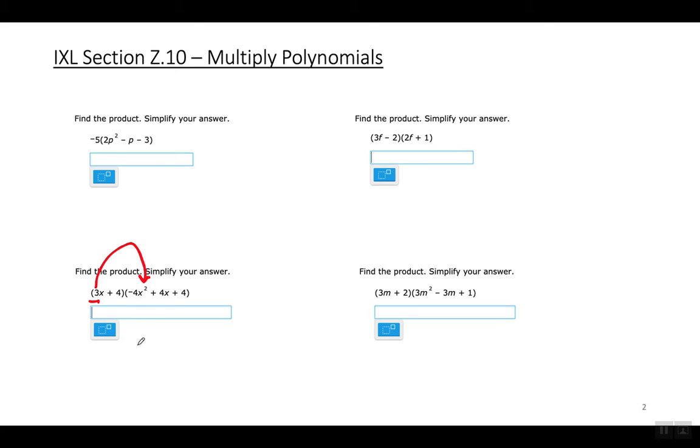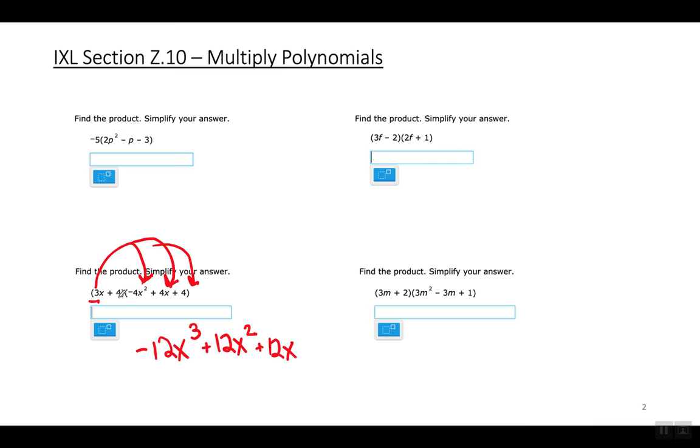By the way, you may want to have a paper to write this out on when you're doing this IXL, because some of these you have to work out. 3x times -4x to the second power is going to be -12x to the third power, because remember, you add the exponents of the x variable. Then 3x times +4x is going to give you +12x to the second power. Then 3x times this +4 is going to give you 12x.